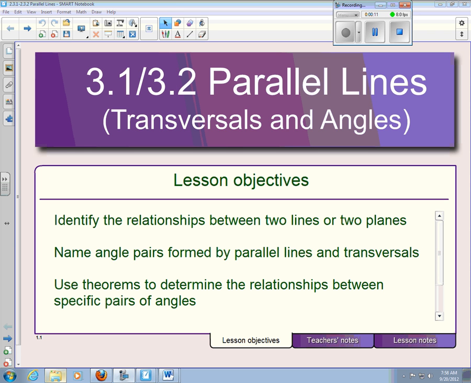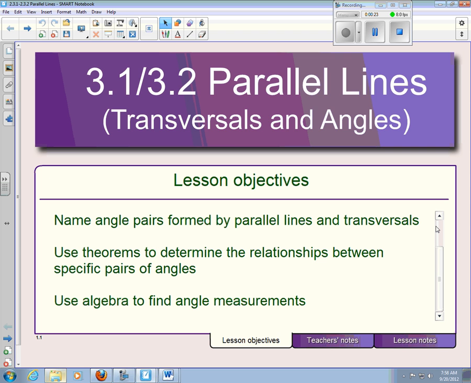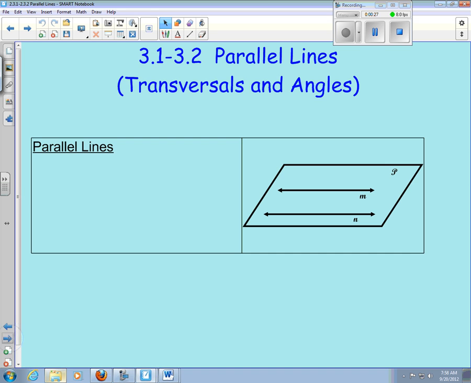The objectives for today are to identify the relationship between two lines or two planes, name angle pairs formed by parallel lines and transversals, use theorems to determine the relationship between specific pairs of angles, and lastly, use algebra to find angle measurements. Today's notes are going to be quite a bit of definitions, so let's get right into them.